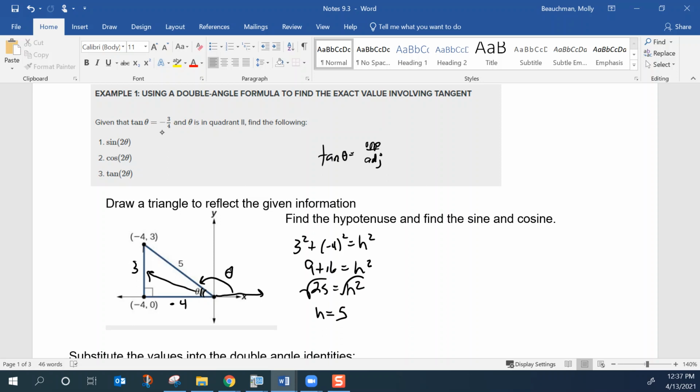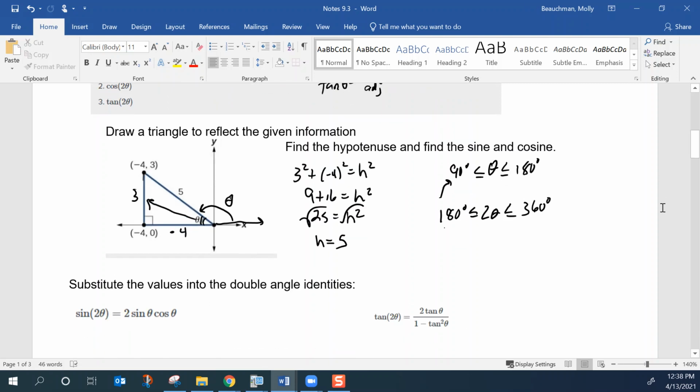And then I just want to show that the angle is in the second quadrant. That means our angle is between 90 degrees and 180 degrees. So if we're finding a double angle, if we double 90, 2 times 90 is 180, and 2 times 180 is 360. Then our double angles are going to be between 180 and 360. So let's go ahead and substitute the values into the double angle formulas.